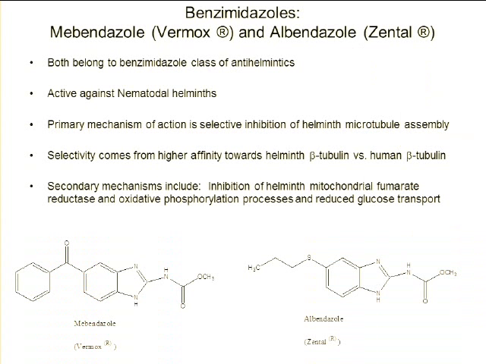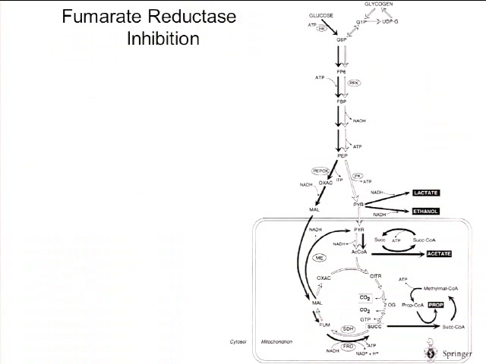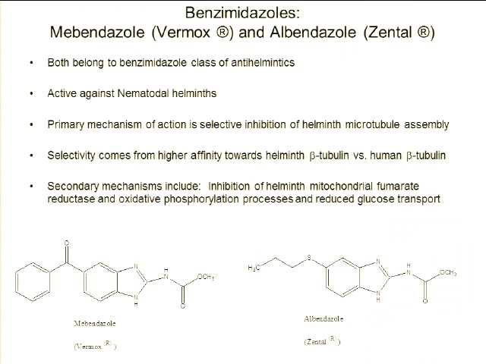The secondary mechanism includes inhibition of helminth mitochondrial fumarate reductase. This means ATP generation. There's a lot of words there, and I typically don't get into the next slide here. You guys have seen this before, but essentially down here we have fumarate reductase, which is an enzyme that's responsible for breakdown of NADH to NAD and generation of ATP. So that's, if you care, that's what we're talking about. Essentially, the helminth generation of ATP is blocked.